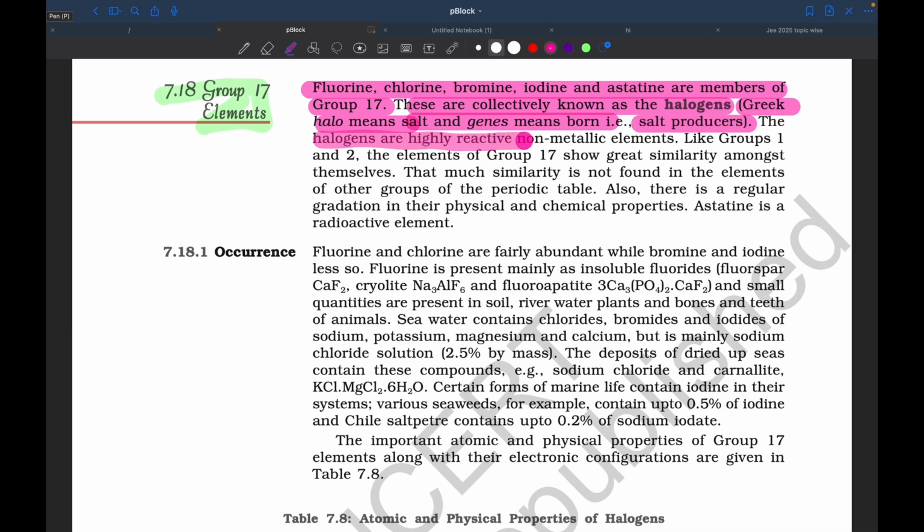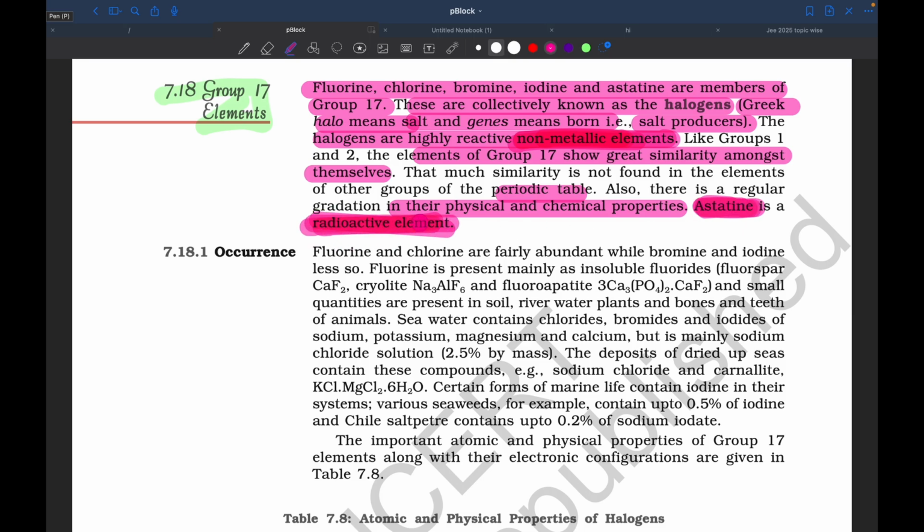The halogens are highly reactive, non-metallic elements. You have to note this point also. They are non-metallic. Like group 1 and group 2, the elements of group 17 show great similarity amongst themselves. That much similarity is not found in other groups of the periodic table. Also there is regular gradation in physical and chemical properties. And astatine, you mark this one, astatine is a radioactive metal.